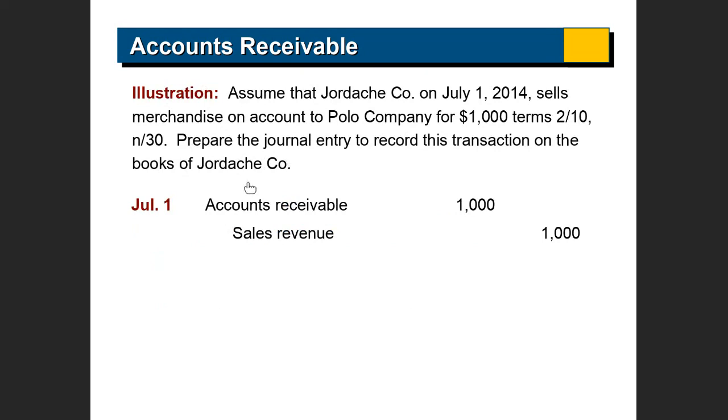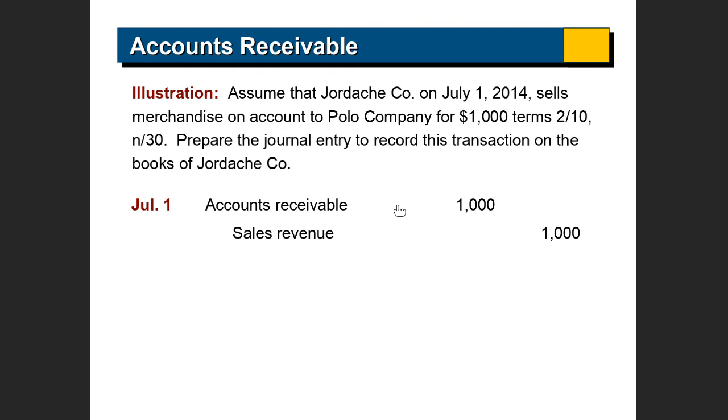Let me move forward. So let's take a look at an example here. Assume that Jordan Company on July 1, 2014 sells merchandise on account to Polo Company for $1,000. The terms of sale are 2/10, n/30. Prepare the journal entry to record this transaction. So as soon as it's sold on July 1st, the date of the entry is going to be July 1st. Sales revenue 1,000, accounts receivable 1,000. This is something that is a piece of cake for you. You have entered this entry many times, right? You already know what this means, where it goes.